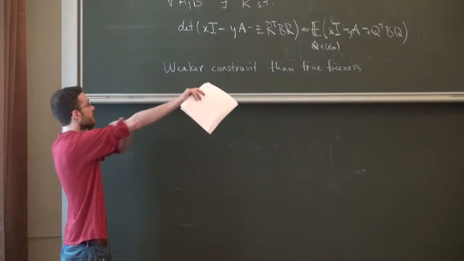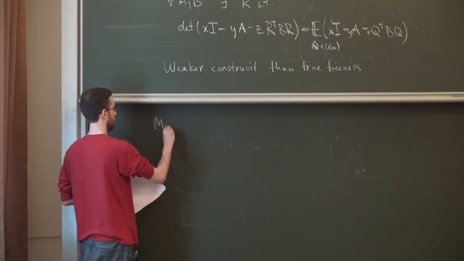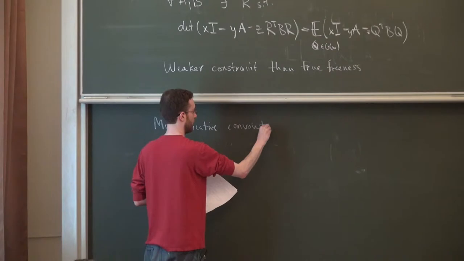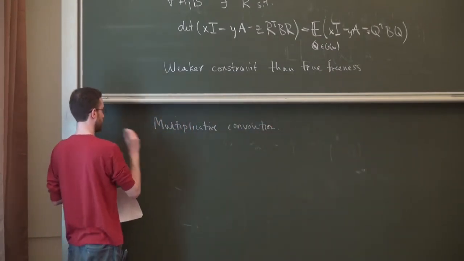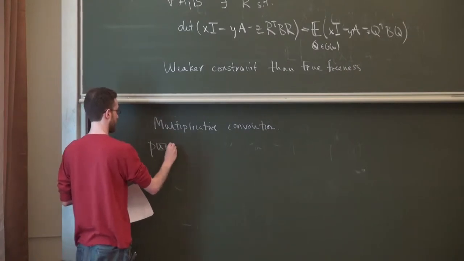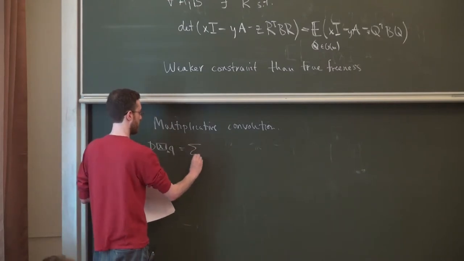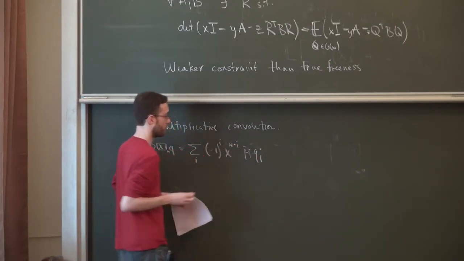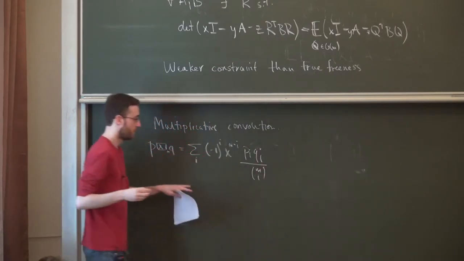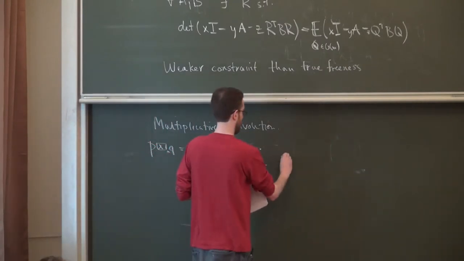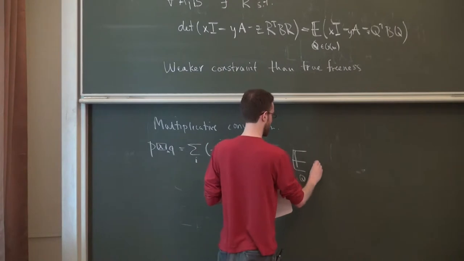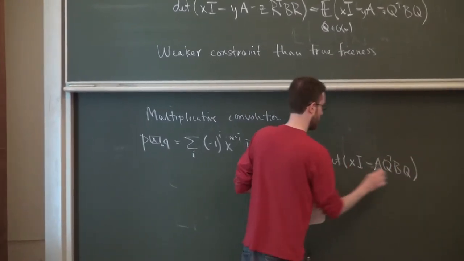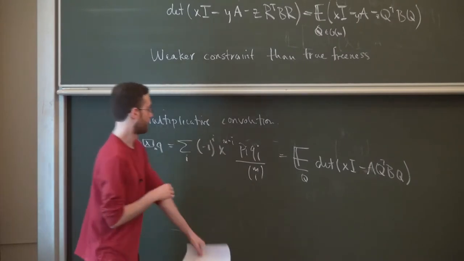But in order to do a comparison, let me introduce the multiplicative convolution. So this is defined as p ⊠_M q, which is the sum over i of (-1)^i times the coefficients of p and q, so the normal Hadamard product normalized by M choose i, which is, as you might expect, what happens if you do something like this.